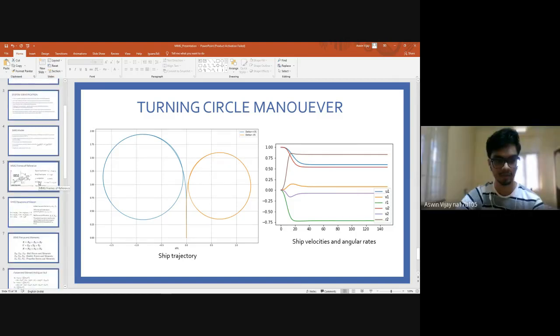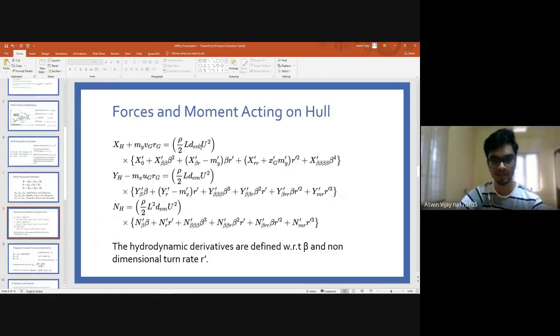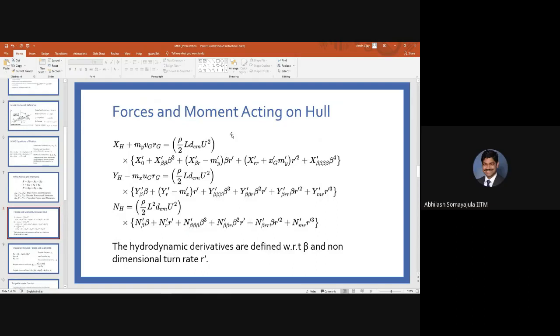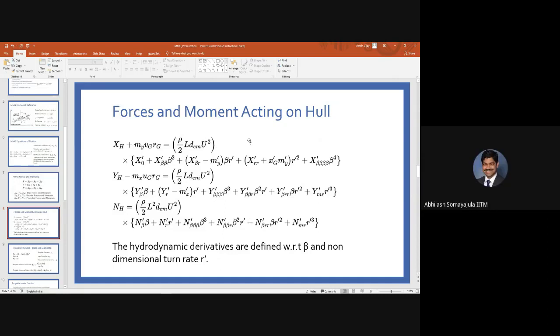Yes, I also had one more doubt on the non-dimensionalization. What is this U? Is it the full ship speed? It's the full ship speed. Okay, I have not been using the full ship speed. I have been recalculating the net U at each time. No, that will be the design speed.